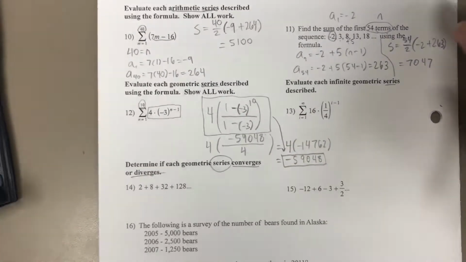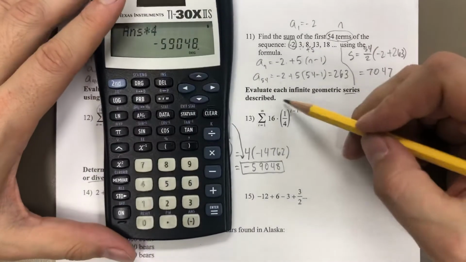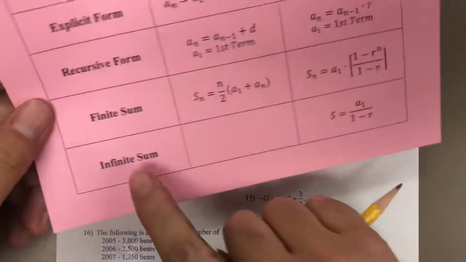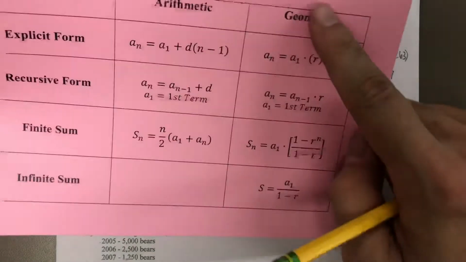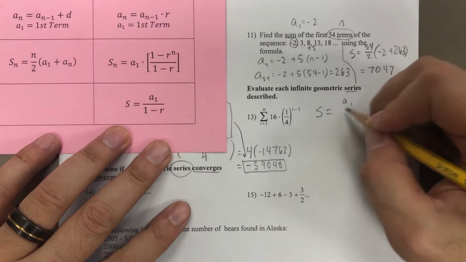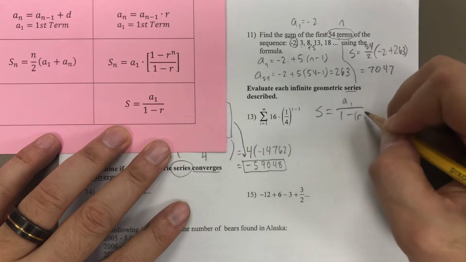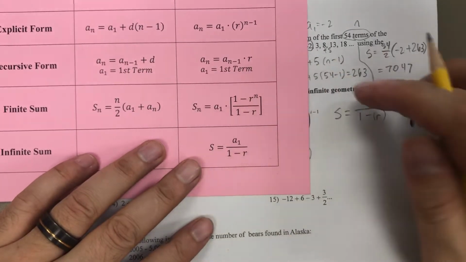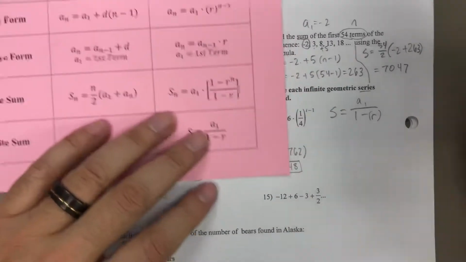Oops, sorry about that. Okay, the next one is evaluate each infinite geometric series. So it even tells us what to do there. It's an infinite sum, and the only one that we have for that is geometric. So this is the equation that we're using: S equals a_1 over 1 minus r. I keep putting my r's in parentheses. I recommend doing that, just so when you're typing it into your calculator, you don't miss a negative or anything like that, okay?